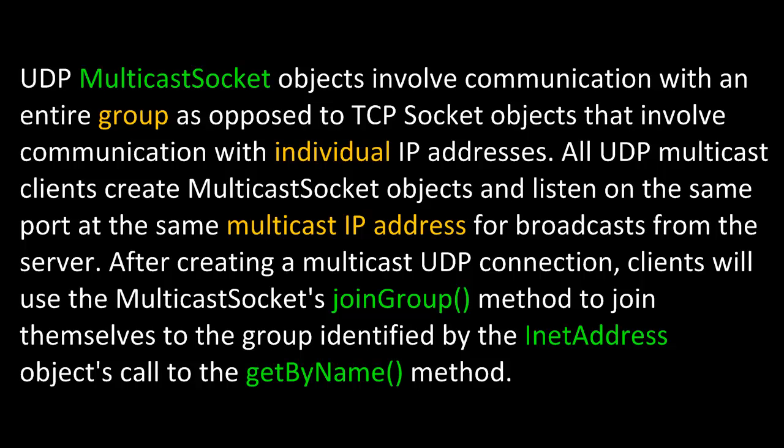UDP multicast socket objects involve communication with an entire group as opposed to TCP socket objects that involve communication with individual IP addresses. All UDP multicast clients create multicast socket objects and listen on the same port at the same multicast IP address for broadcasts from the server. After creating a multicast UDP connection, clients will use the multicast socket's join group method to join themselves to the group identified by the INET address object's call to the getByName method. This will become more clear as we look at it in code.